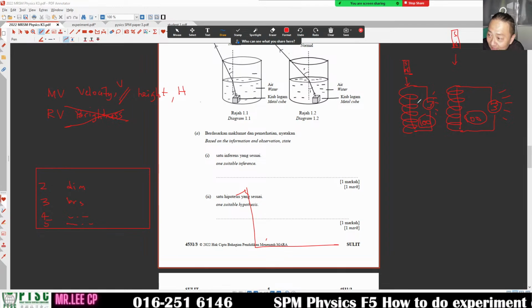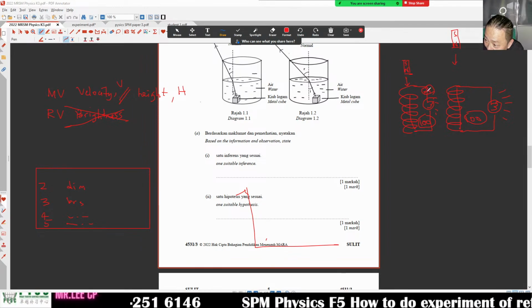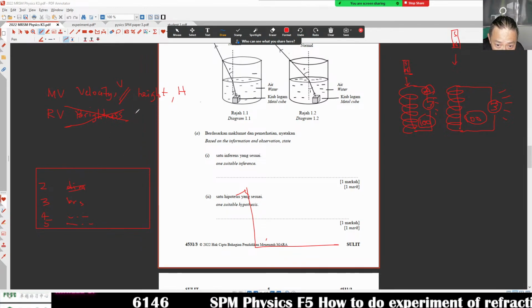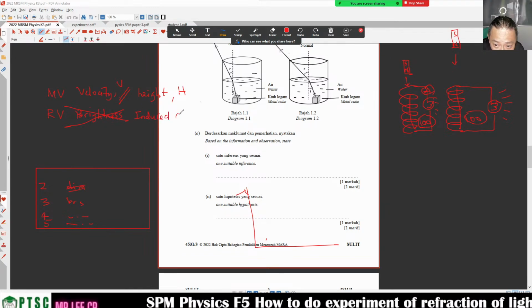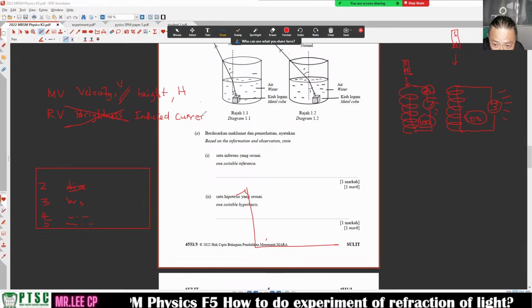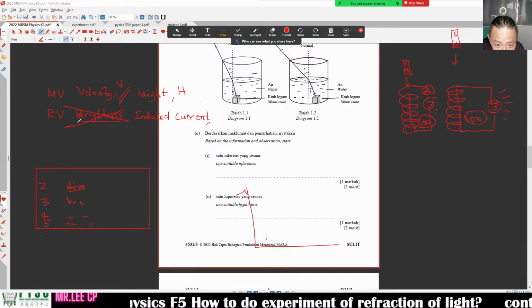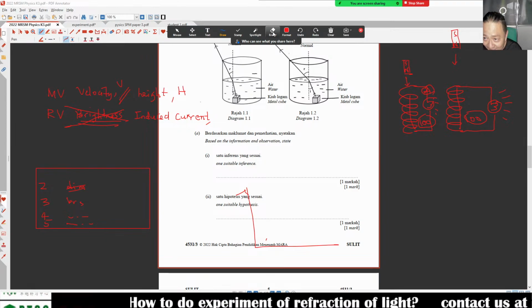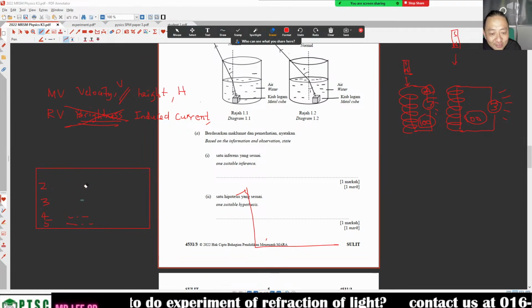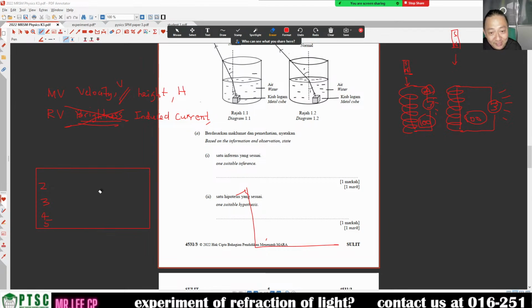You put an ammeter here. The reading of the ammeter, or induced current. This one is the new Form 5 standard. If you want to do it that way, you go back to Form 3. Form 3 has a slot for you. You ask your teacher, I want to join back Form 3.